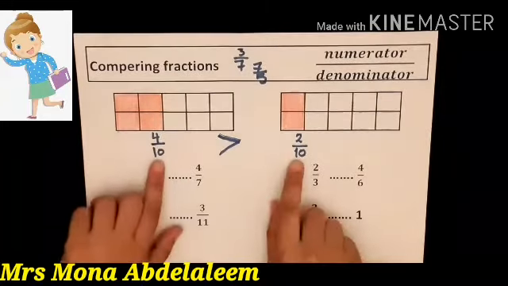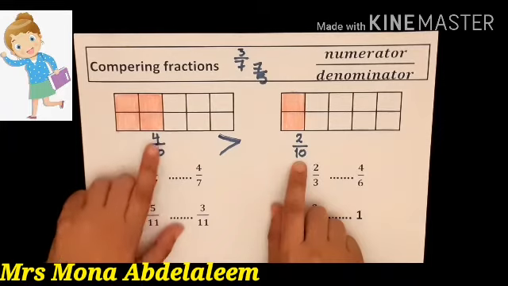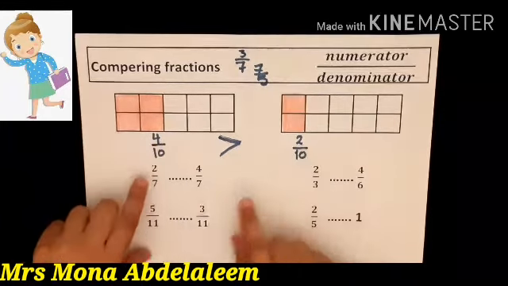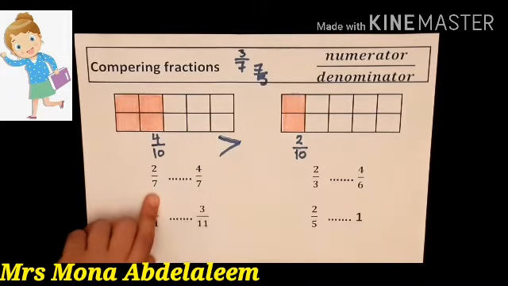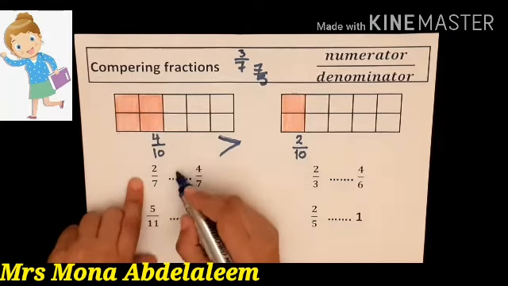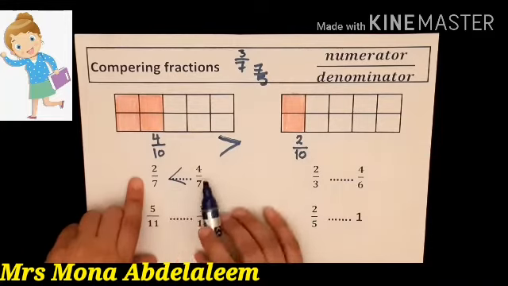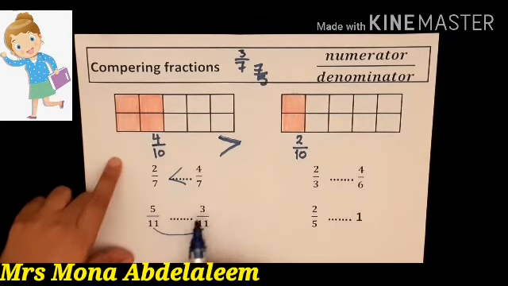But when the denominators are equal or the same, it's very easy to compare. 4 is greater than 2. Take 2/7 and 4/7. Look at the denominator, the same denominator. It's very easy. Which is greater, 2 or 4? 4. So 2/7 is smaller than 4/7. The denominator is the same, so it's very easy. Which is greater, 5 or 3? 5. So 5/11 is greater than 3/11.